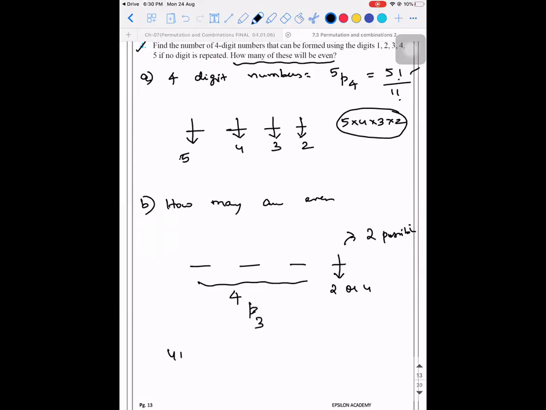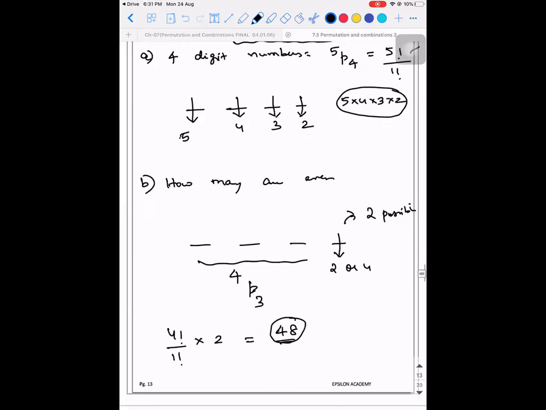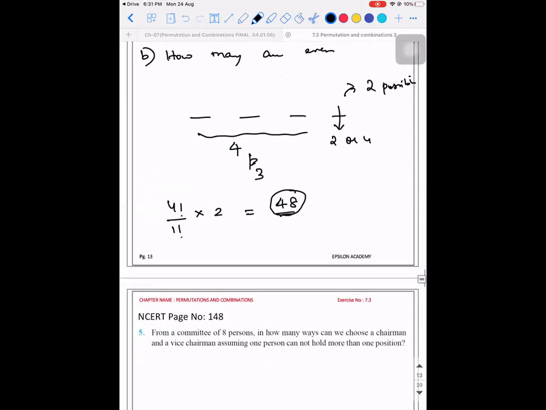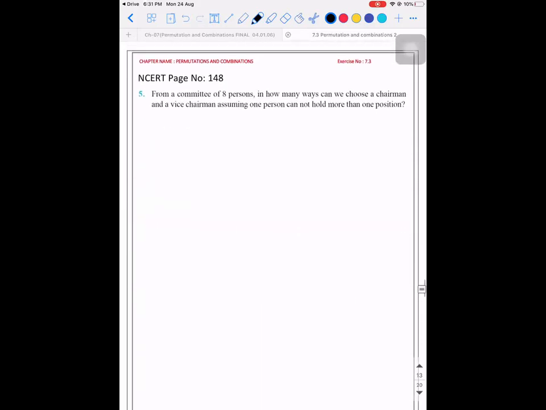4P3, so 4 factorial divided by 1 factorial, into 2. 4 factorial is how much? 4 into 3 is 12, into 2 is 24, right? 24 into 2 is 48. That is the answer. Correct? Yes, sir, it is 48. If there is any doubt, guys, ask me. With the assumption that you have practiced, I'm going fast.